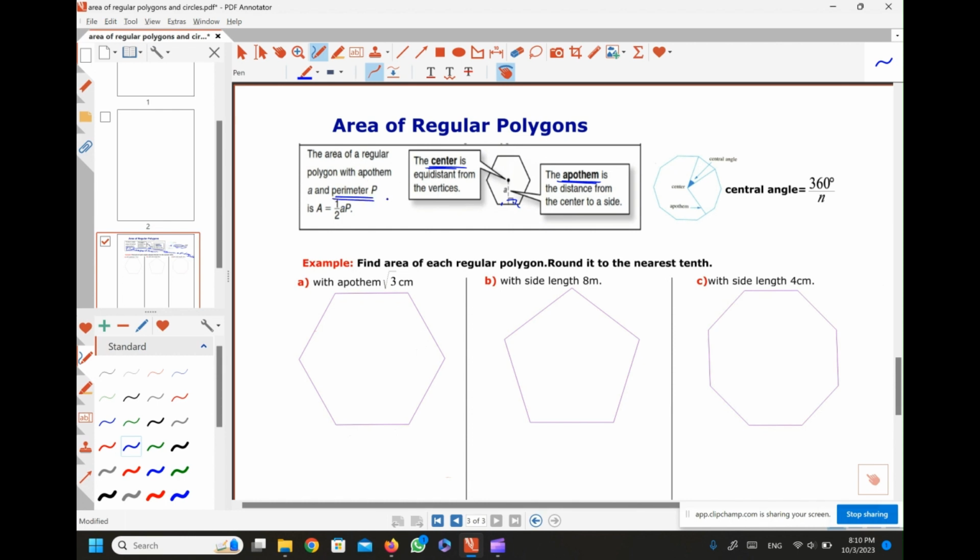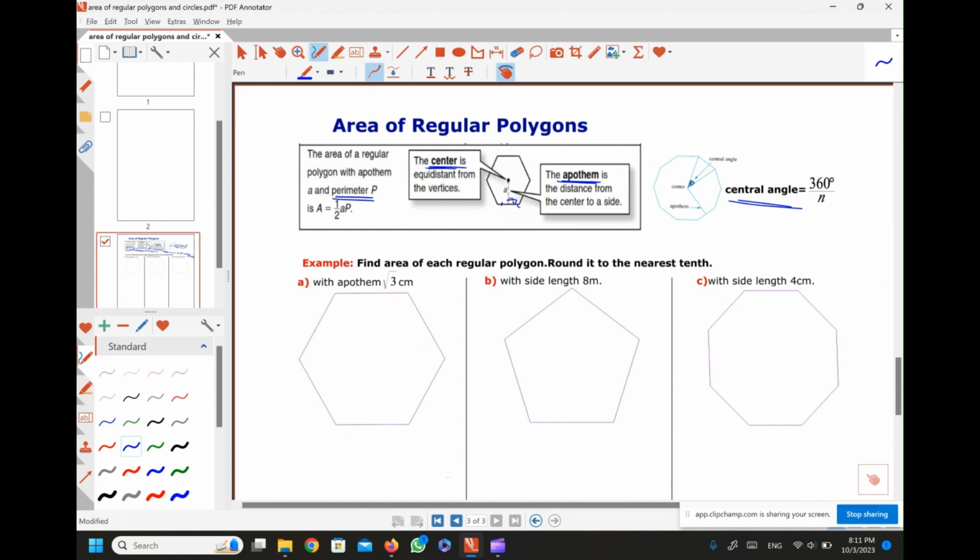You know what perimeter is? It is the distance around a figure. So here we have a polygon. It is the sum of side lengths that will give us the perimeter. And lastly, we need to know how to find the central angle because we're going to need it.